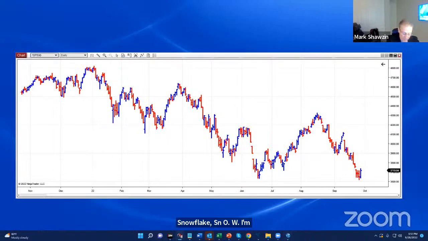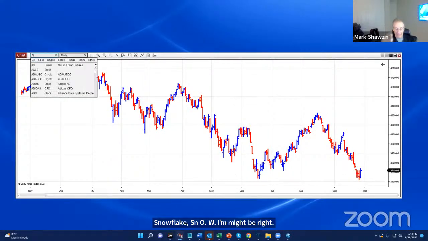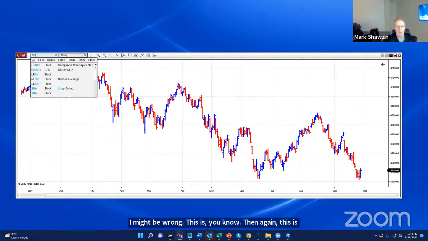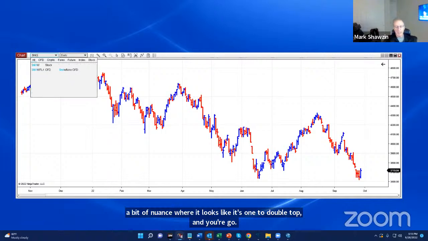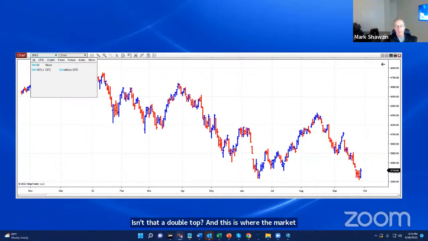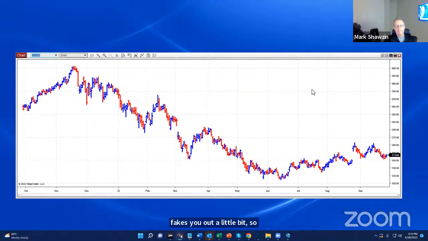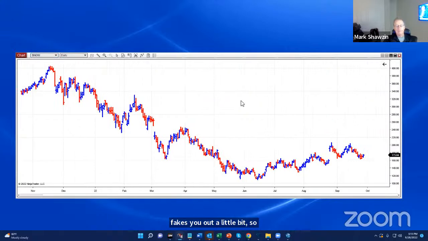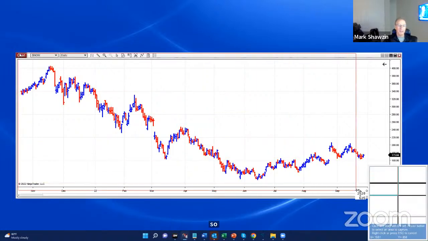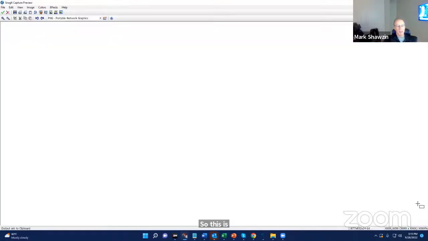I might be wrong. This is, then again, a bit of nuance where it looks like it's formed a double top, and you go, well, isn't that a double top? And this is where the market fakes you out a little bit. So this is Snowflake. And this is where it becomes a little ambiguous.